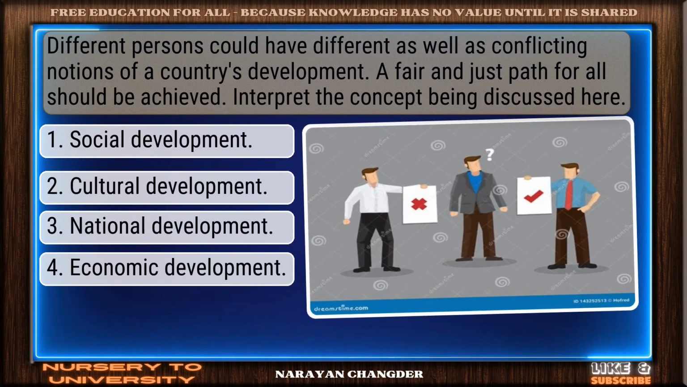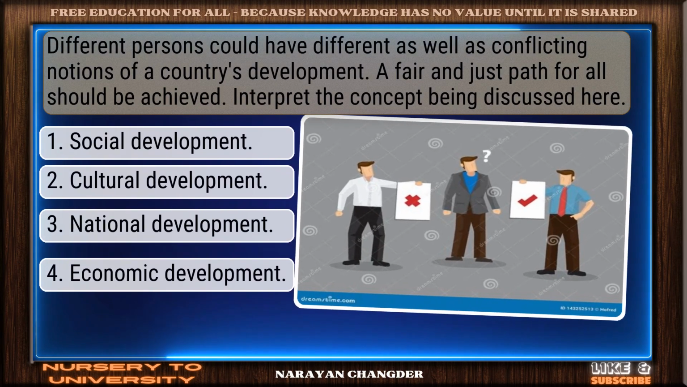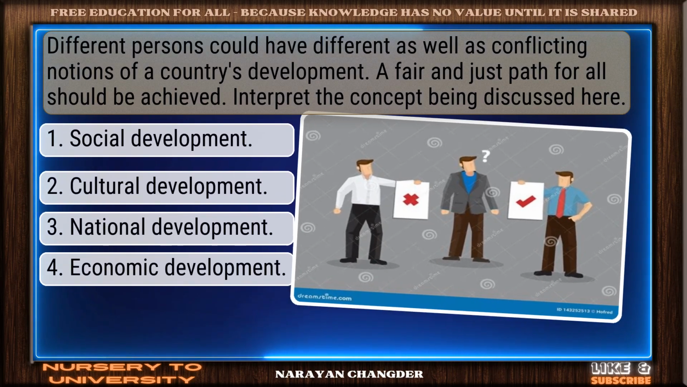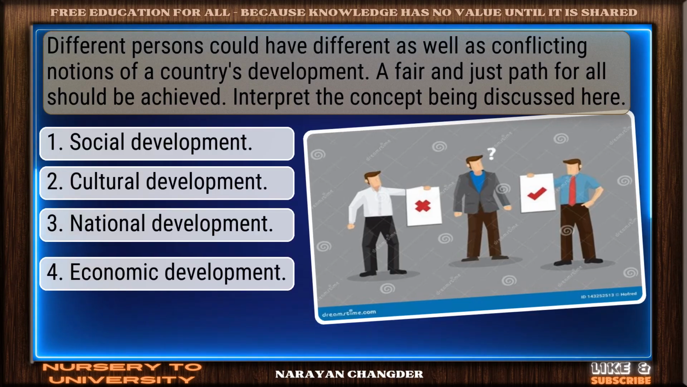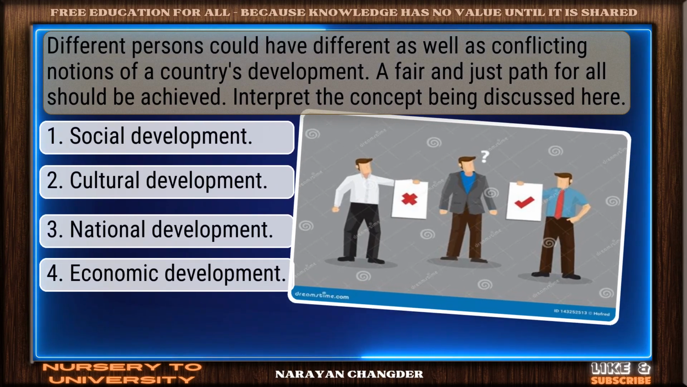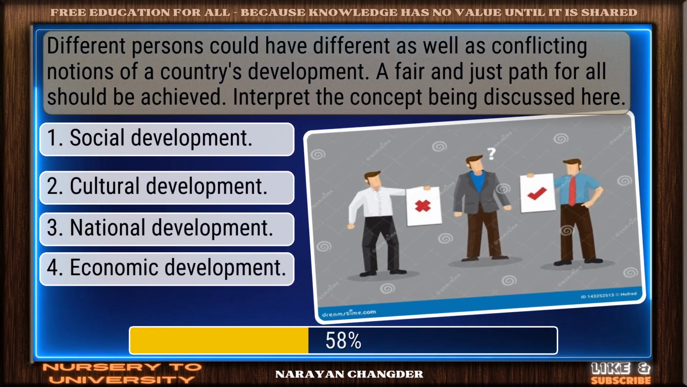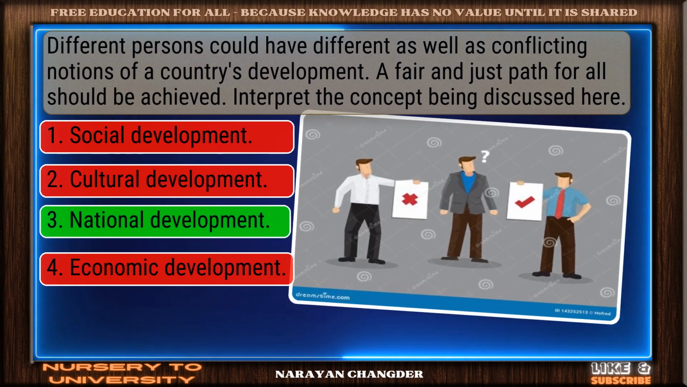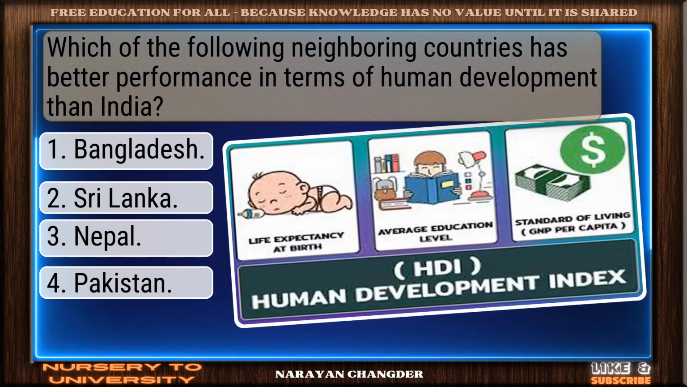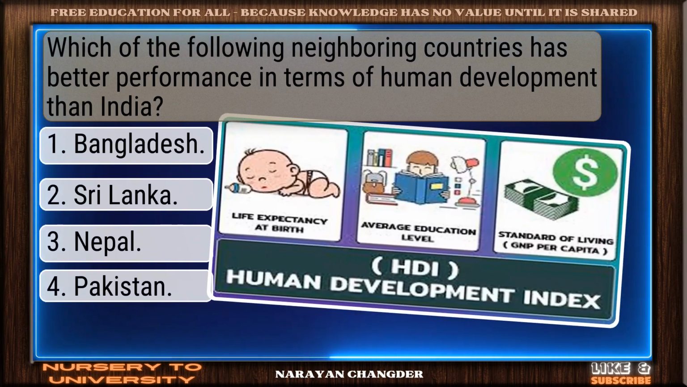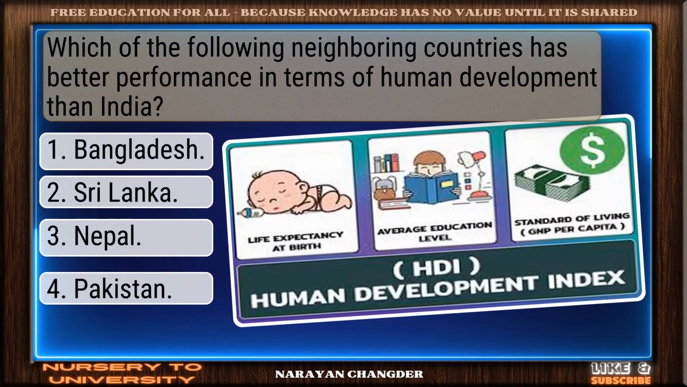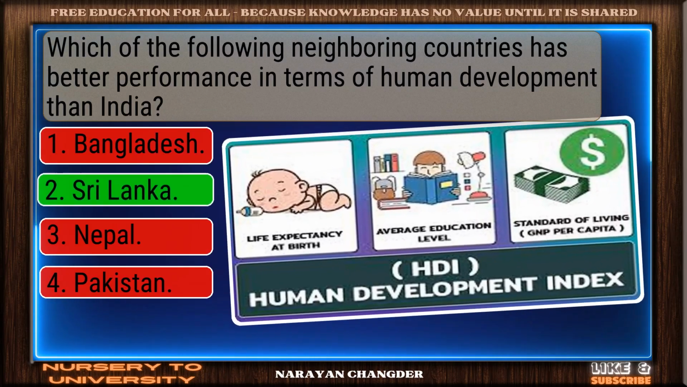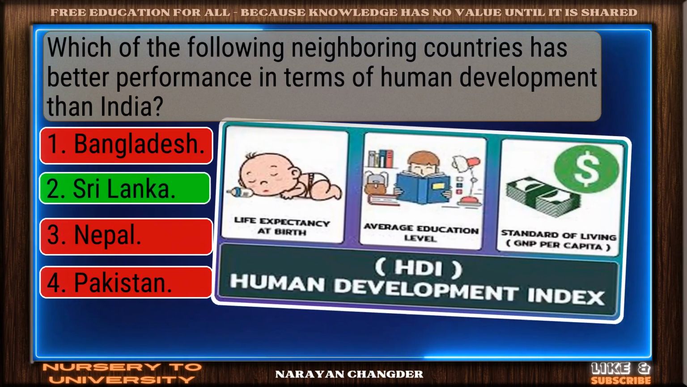Different persons could have different as well as conflicting notions of a country's development. A fair and just path for all should be achieved. Interpret the concept being discussed here. Smart move. National development is the accurate answer. Which of the following neighboring countries has better performance in terms of human development than India? Nice work. Sri Lanka fits perfectly.